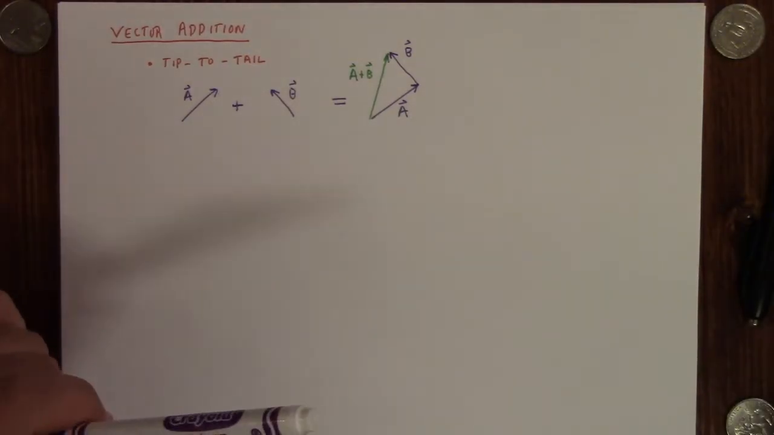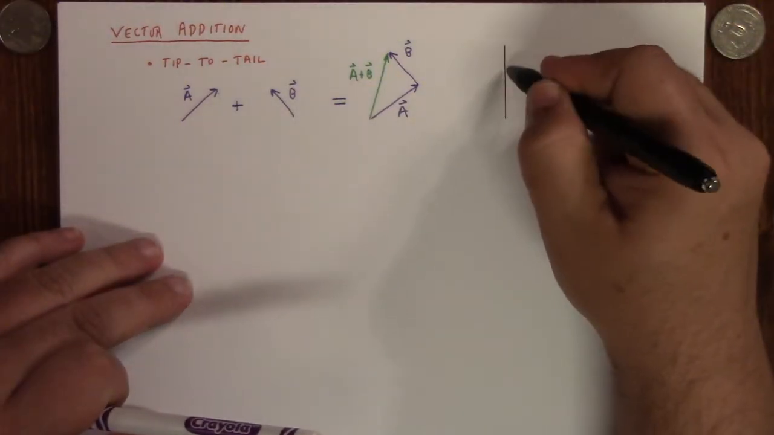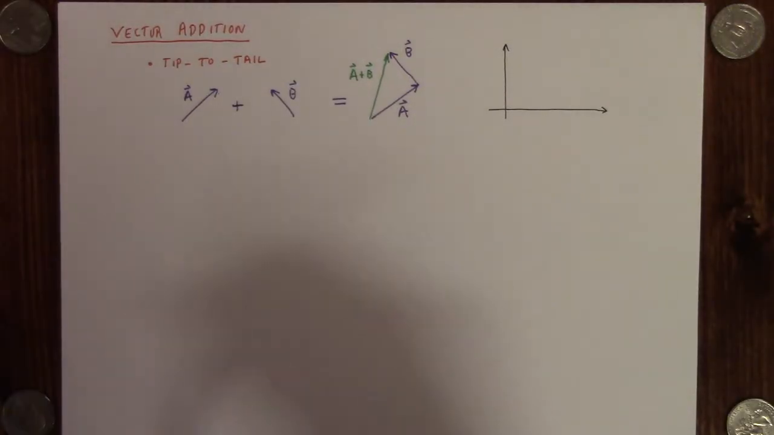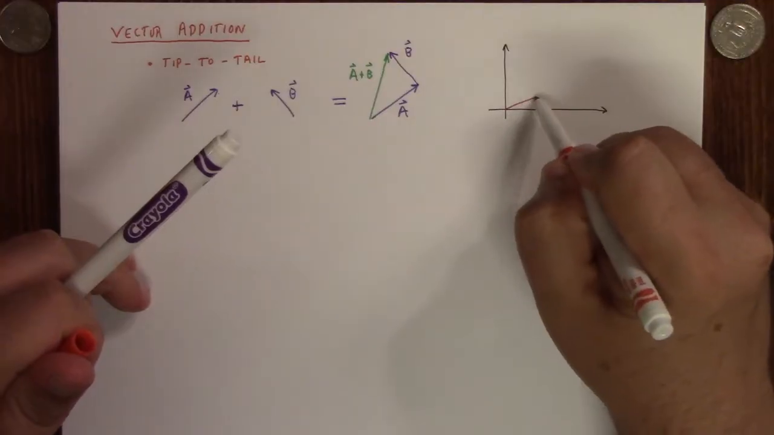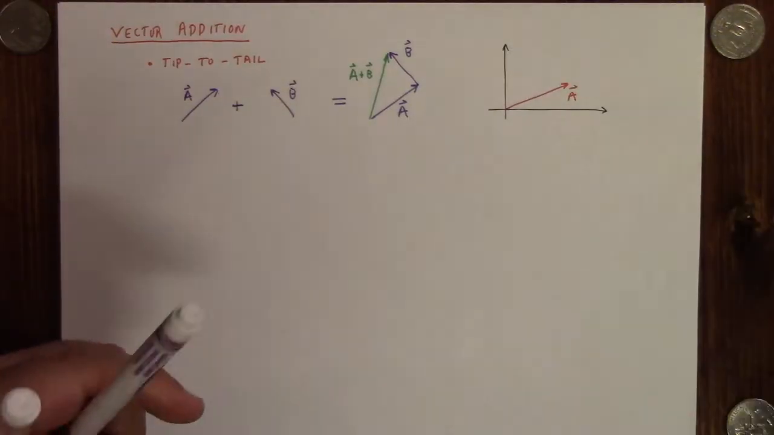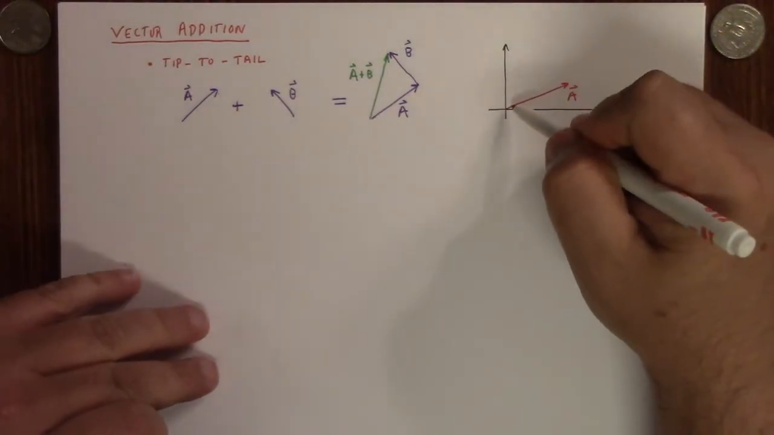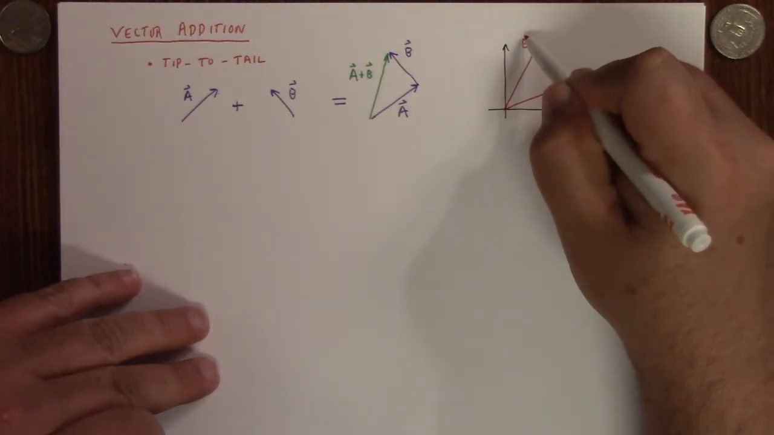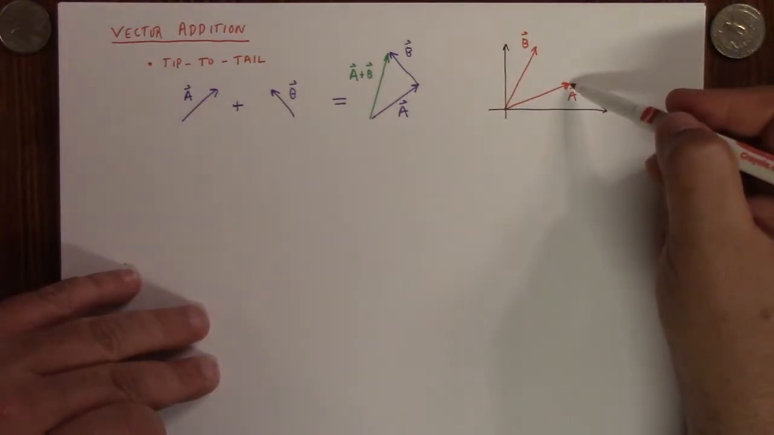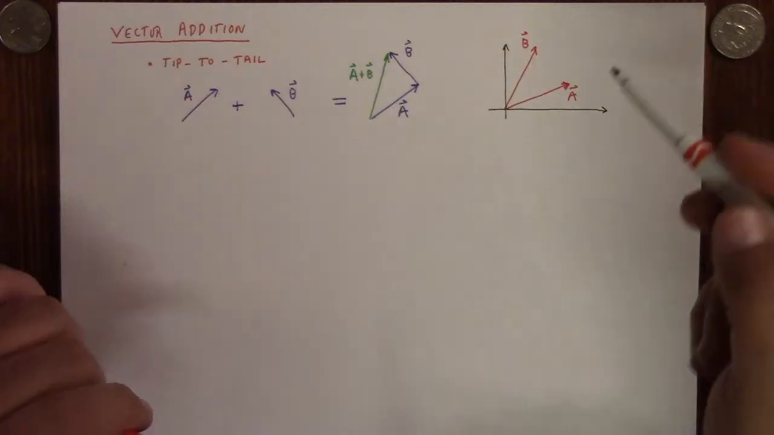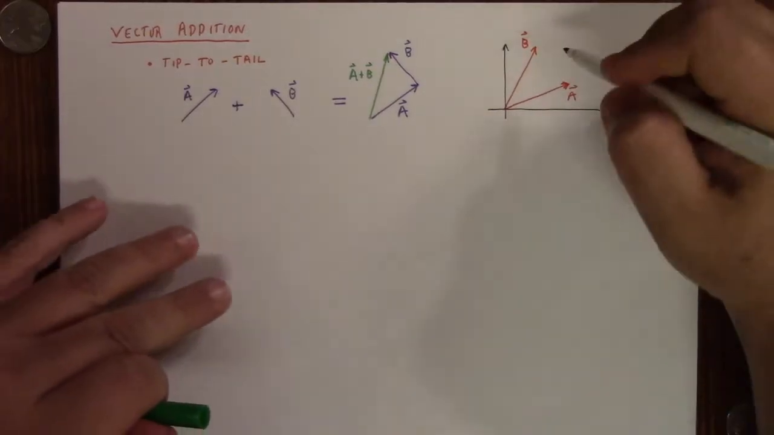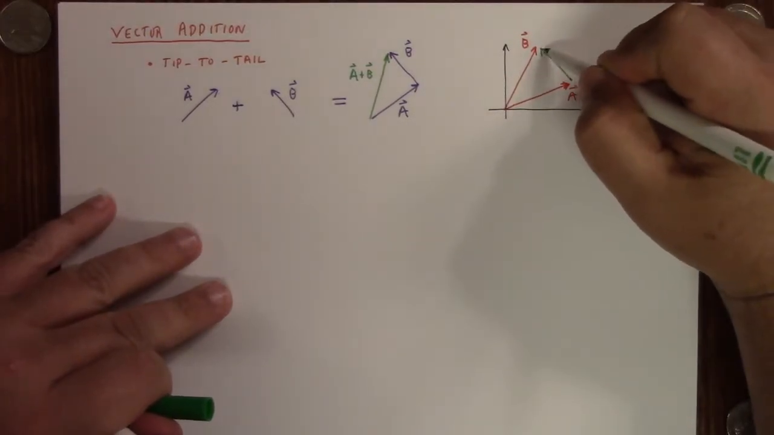Another useful example would be something like this. Let's say we had vector A, and we had vector B. Then I can ask myself, what vector would it take to get from the tip of A to the tip of B? Let's give that mystery vector a name. Let's call it X vector. What vector would that be? Let me call it X.